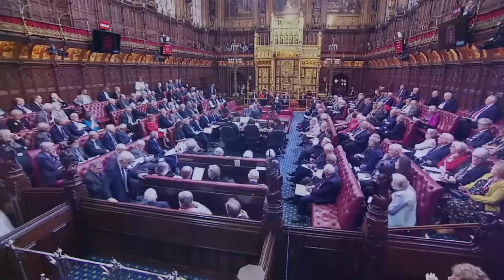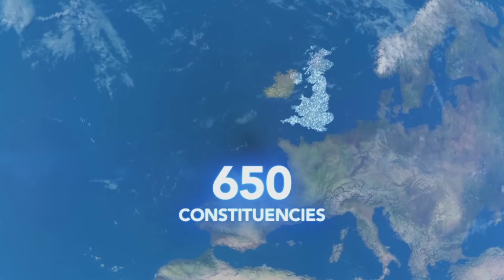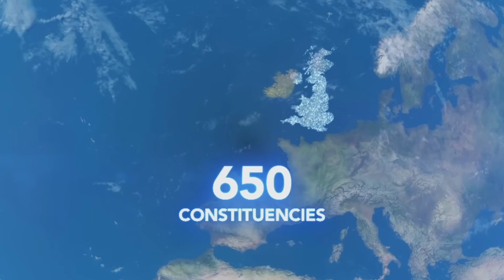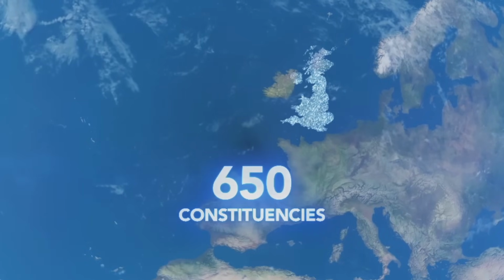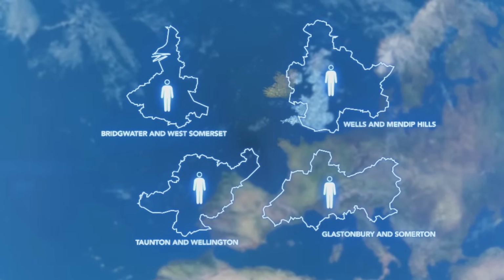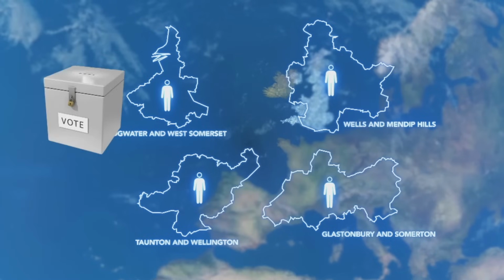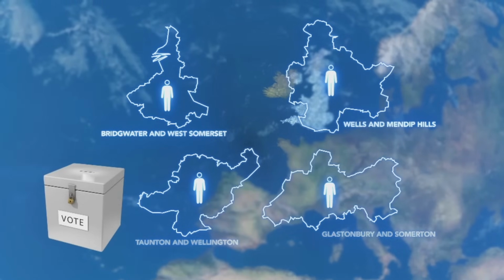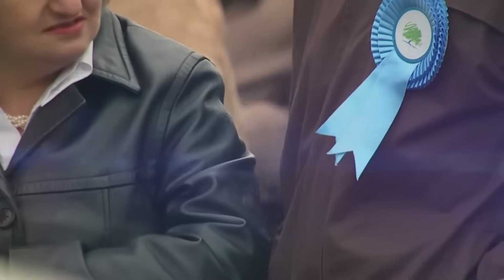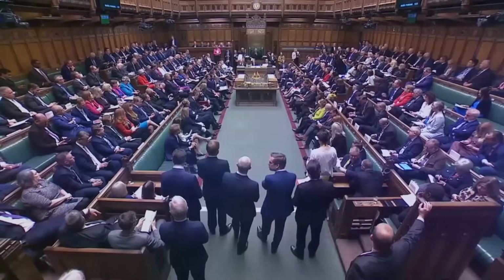The UK is divided into 650 areas, and these are called constituencies. Some are big and some are small, but they've all got roughly the same amount of people living there. Every constituency has a local member of parliament, or MP, and their job is to represent the people of that local area. So this is who we are voting for in a general election. Most of the people who put themselves forward to be elected are members of political parties, and the two biggest ones are the Conservatives and Labour.